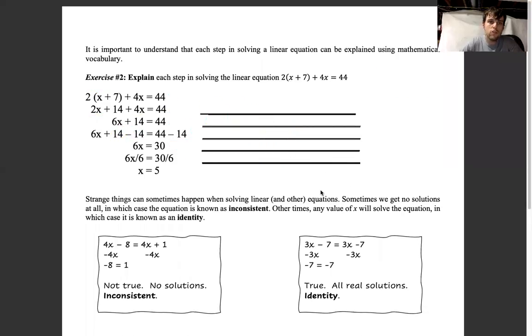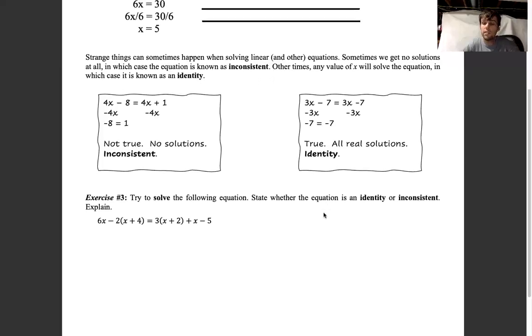We are going to talk about 2 special types of equations. Sometimes when you're solving equations, really of all types, but our focus is linear equations, we get no solutions. We'll see what that looks like. That's called an inconsistent equation. And there are other times when we run into a situation where there are actually an infinite number of solutions. Any number will work for x. We call that an identity. So we have these 2 things, inconsistent and identity. And we have an example of each below here.